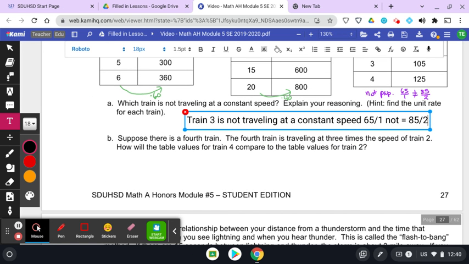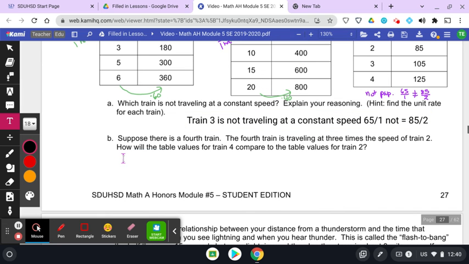Suppose there was a fourth train. The fourth train is traveling at 3 times the speed of train 2. How will the values in train 4 compare to the table values in train 2? So if it's going at 3 times the speed, it's going 120 miles per hour. So it's going 3 times the speed. I'm multiplying everything in the y column by 3 times as much.